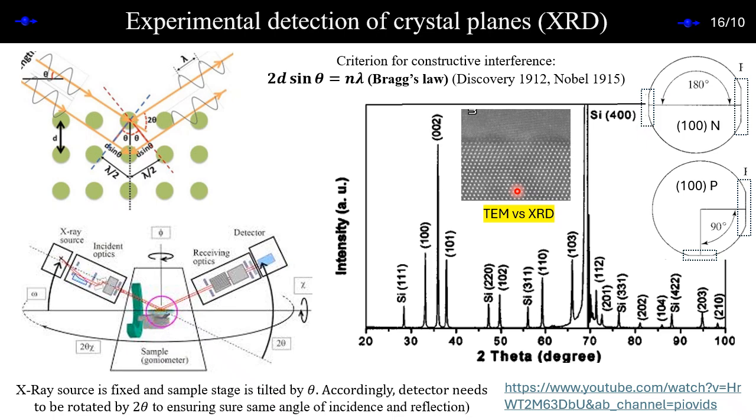XRD is the other way around. You know the crystal structure, the plane. This directly tells you we have single crystal material, that we have this plane, that plane. And when you do XRD, you get the information of planes, which means indirectly it infers that you have single crystal material.